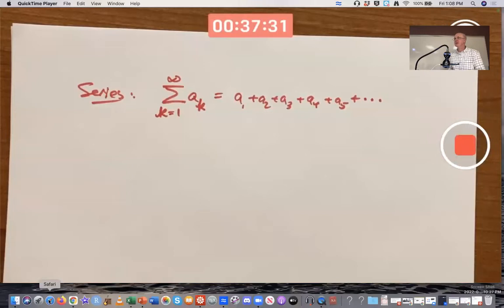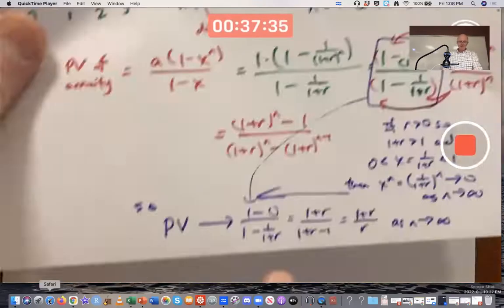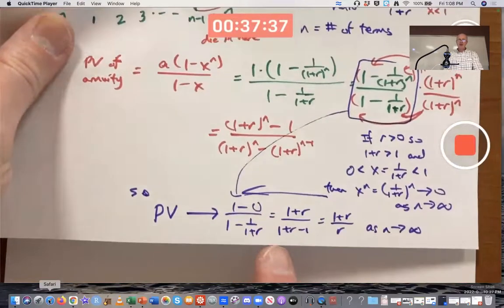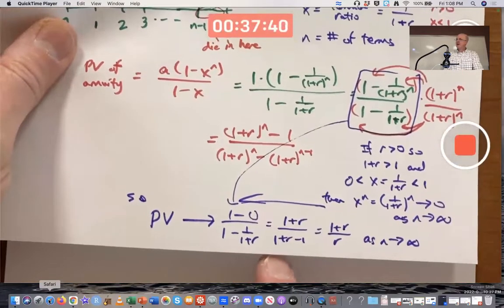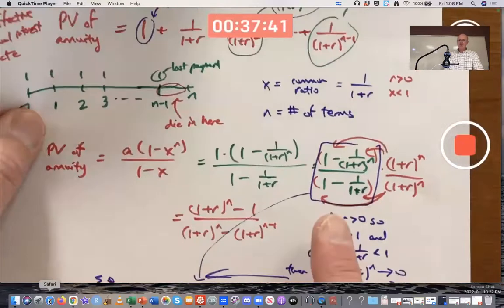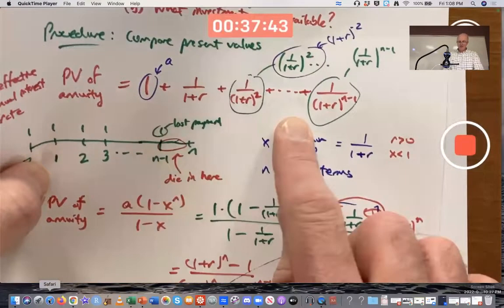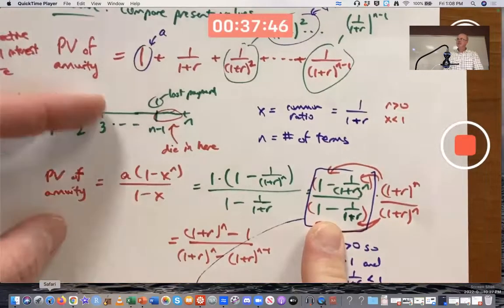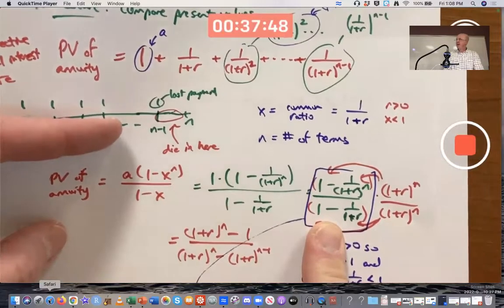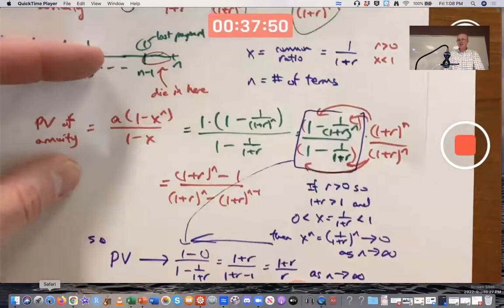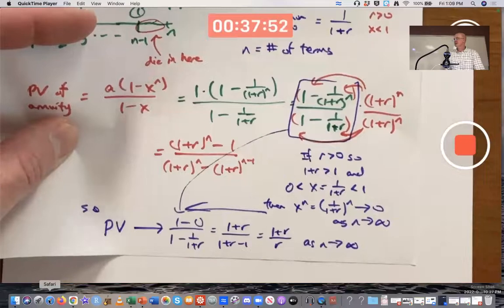That convenient fiction, pretending to add forever and ever, turns out to be useful, like it was here. In letting n go to infinity, we were pretending to add forever and ever, because this was the sum. The sum here equaled that when n is finite. By letting n go to infinity, we get a simpler expression that's useful. It's simpler.